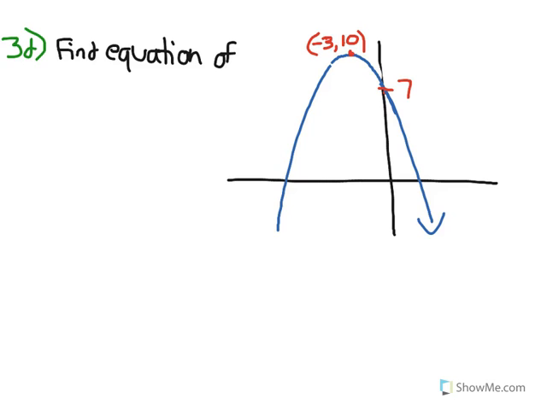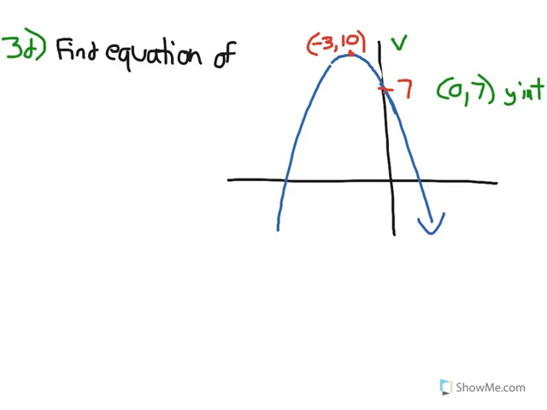We've got this point (-3, 10), which looks to be the vertex, so we'll just label that V. And then we've got this 7 again where it's supposed to be crossing the y-axis, so this must be the point (0, 7), which is the y-intercept. So what can we do with those two?